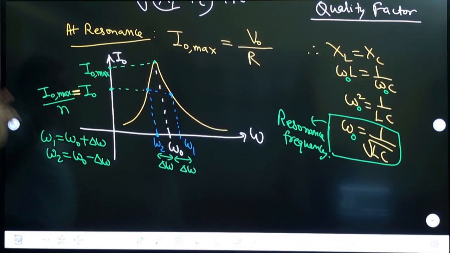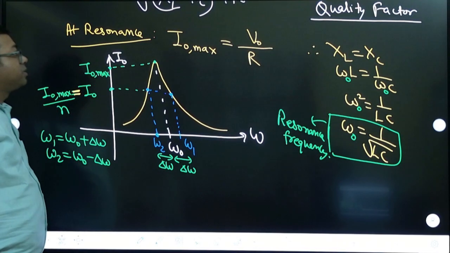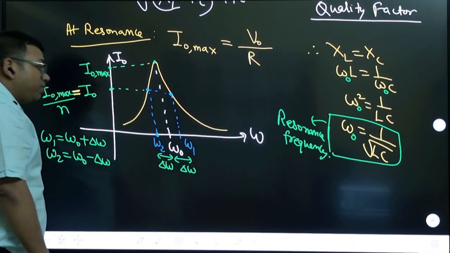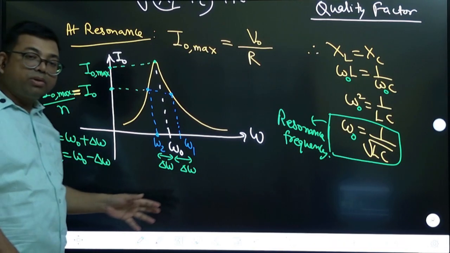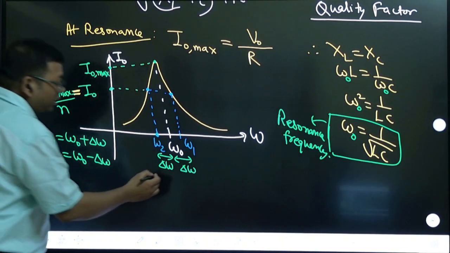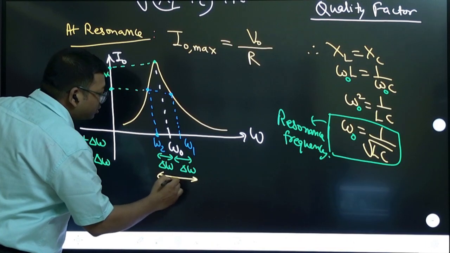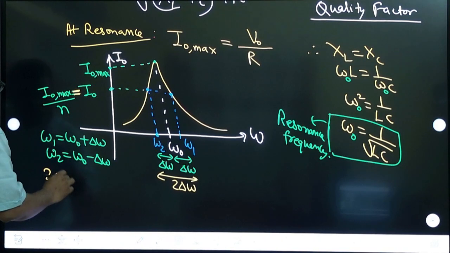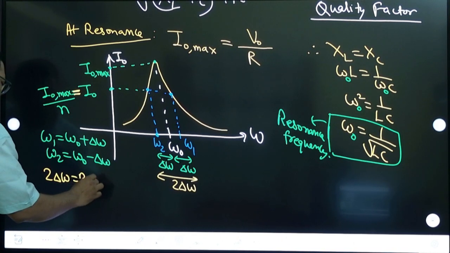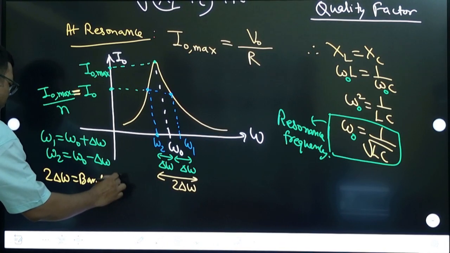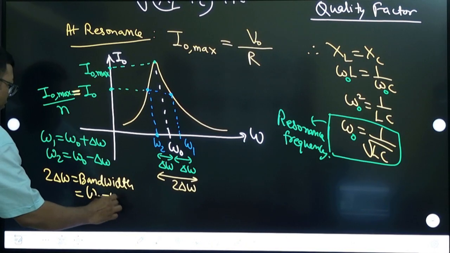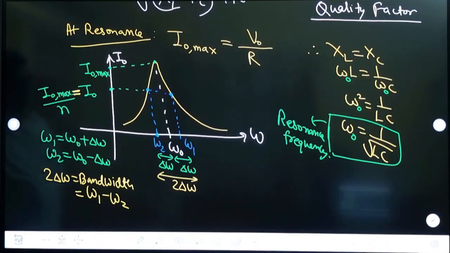Now try to calculate this. Substitute in this condition, and we want to calculate omega 1, omega 2, or delta omega. Note that this 2 delta omega is called bandwidth. Bandwidth means it is the difference of omega 1 minus omega 2. That's what it is.